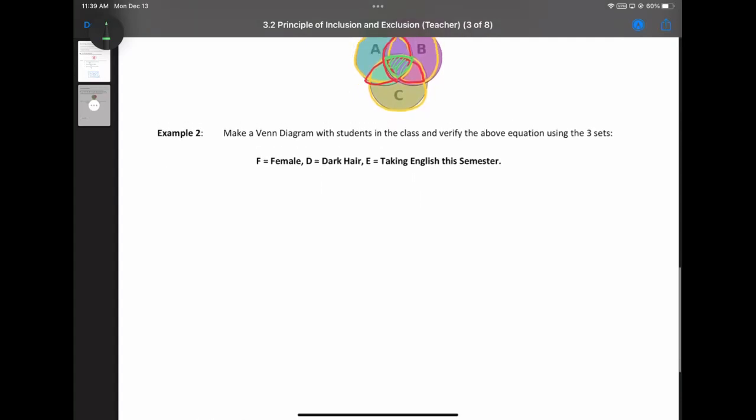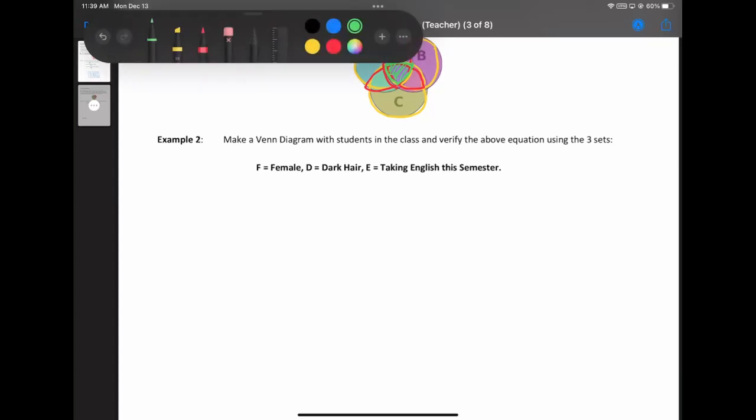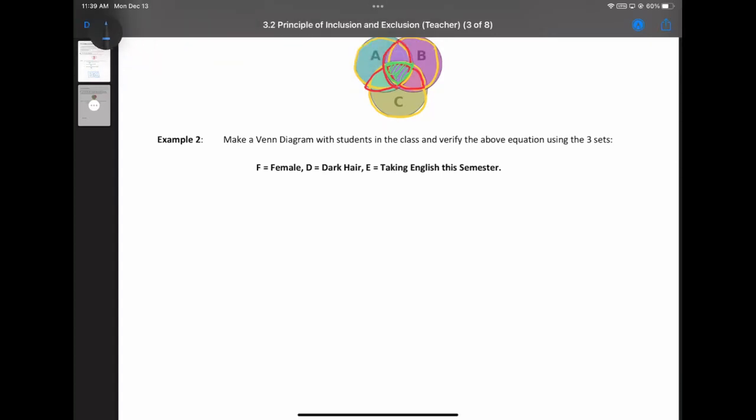So for example 2, this was another example of one where I was trying to collect information and we wanted to see how it worked. So I'm going to just share the information with you that I collected. And it was for females. That was one of the criteria, with dark hair. And I let students decide whether they considered their hair dark or light. And students who are taking English this semester.